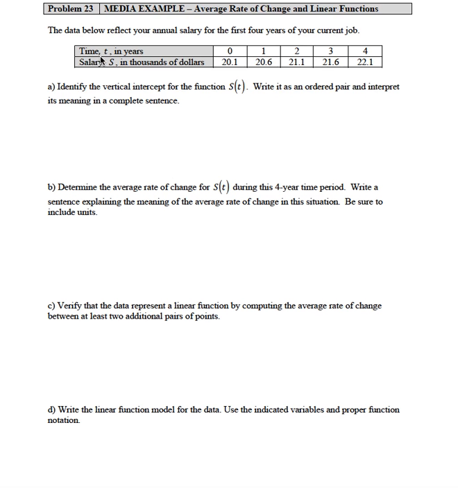Problem 23, we are given data that reflect your annual salary for the first 4 years of your current job. So the input quantity is time, variable t in years. Output quantity is salary S in thousands of dollars. So be careful with these numbers for output.